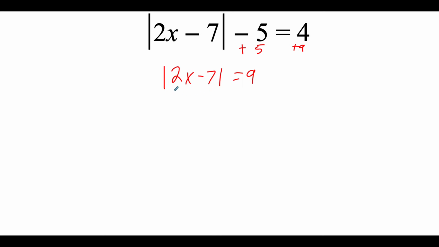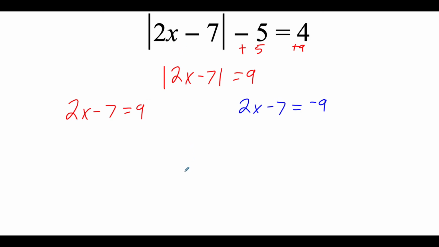Now that I have that absolute value all by itself on the left-hand side, I can go ahead and split this up into my two separate equations. So for the first equation, I just get rid of the absolute value symbols and pretend they were never there. And then for my second equation, I get rid of the absolute value symbols, but I change the sign on the answer. So that 9 turns into a negative 9.